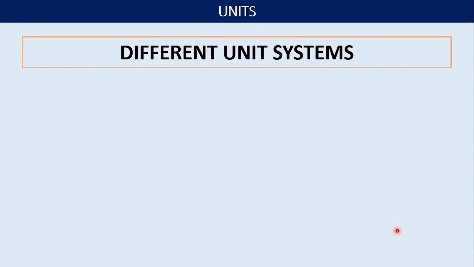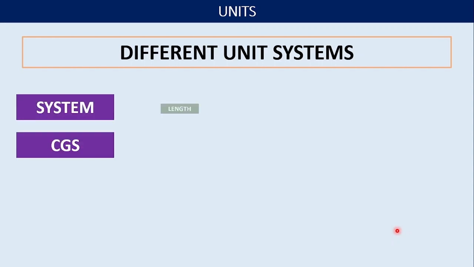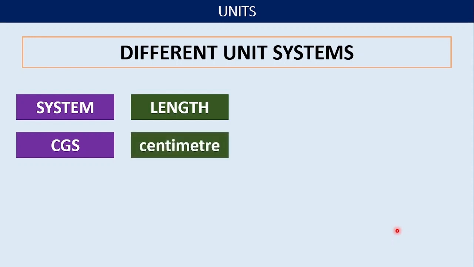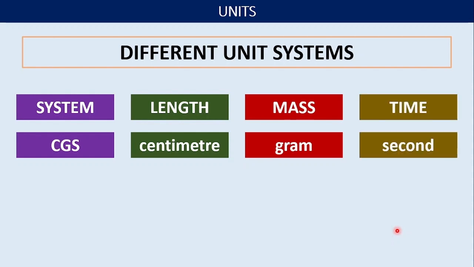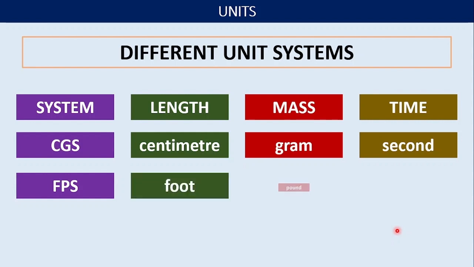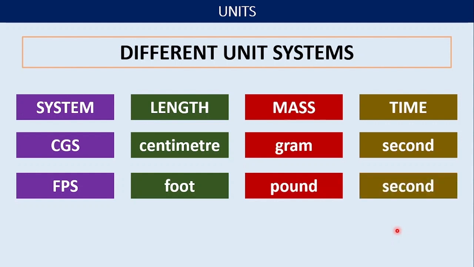Different unit systems. Different countries followed a different system of units. Later, all these were removed and we started following the SI system of units throughout the world. CGS system of units: the length is measured in centimeter, the mass in gram, and the time in second. The second system is FPS. In the FPS system, the length is measured in foot, mass in pound, and time in second.